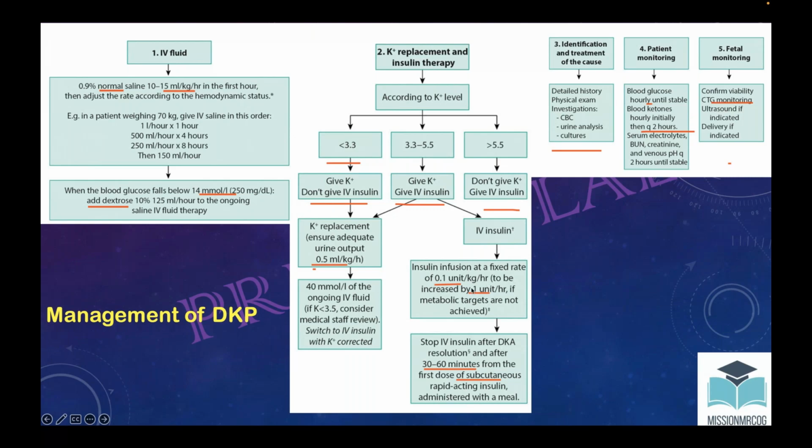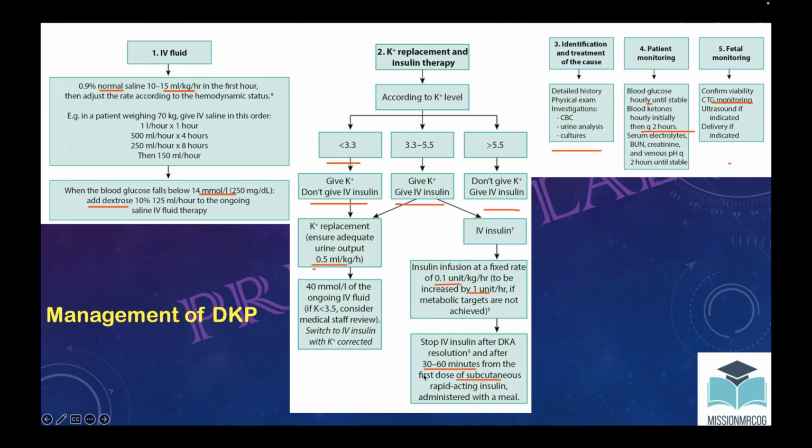Once our insulin levels have come back to normal, IV insulin will be continued for a minimum of 1 hour from the first dose of subcutaneous insulin.